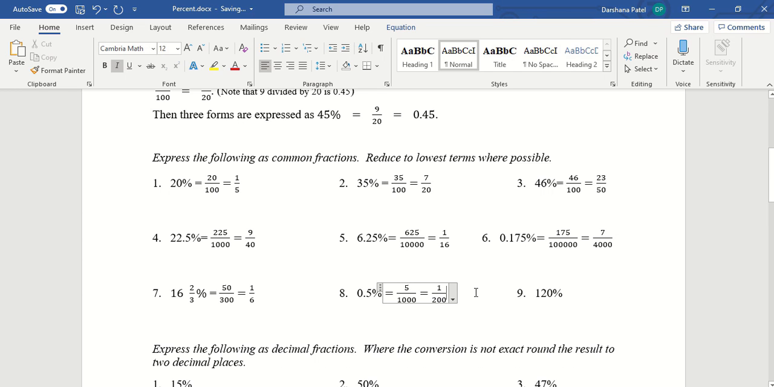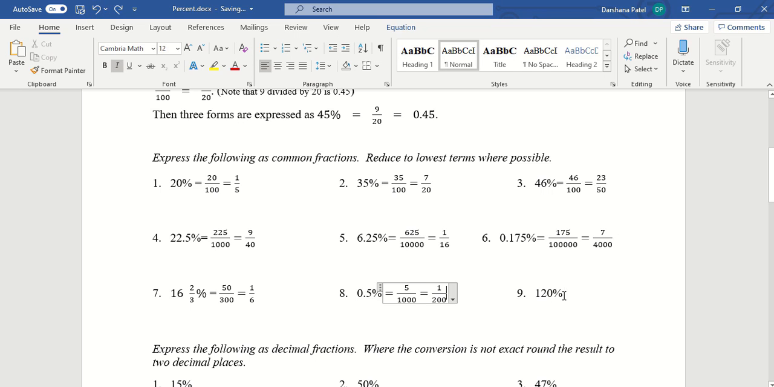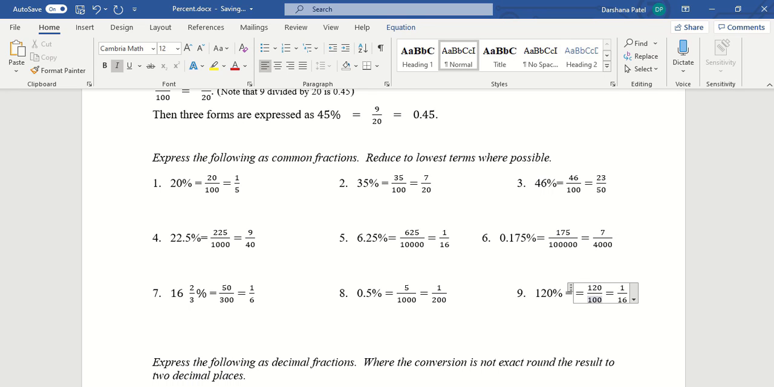The next one then, if we had 120%, so that's more than 100% already. So that will be 120 over 100, which will then reduce. Both reduce by 20 to give us 6 over 5.